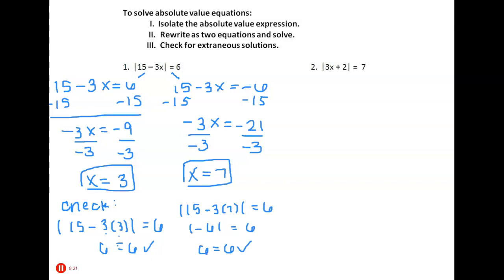When you're checking, you should always get like 6 equals 6, or you're going to get negative 6 equals 6, and then it fails. But it should always be the same number equal.